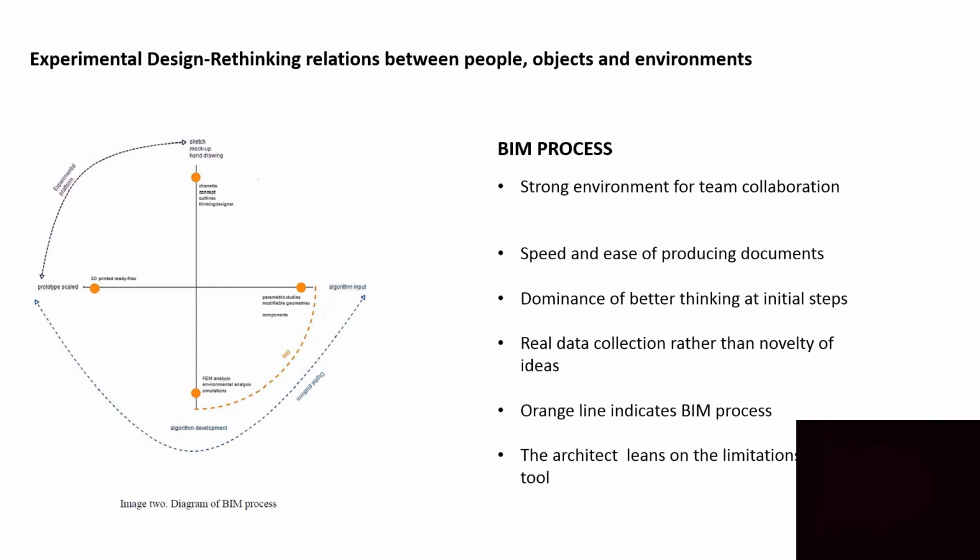In the diagram, the orange line indicates the BIM process, which remains mainly in the digital platform. By remaining mainly in the digital platform, the architect leans on the limitations of the tool and eventually becomes dependent on what the tool is offering rather than using his or her original thoughts within the hand sketches.